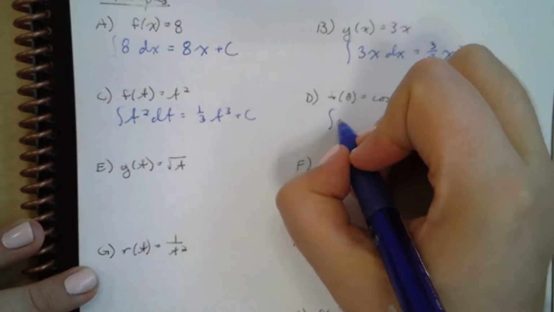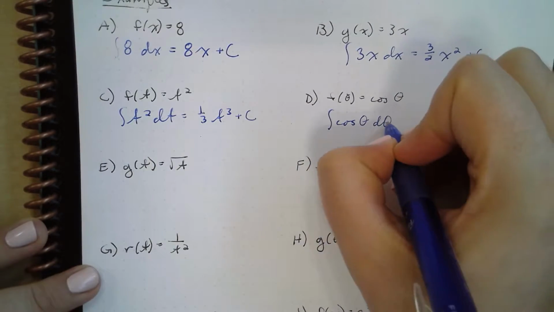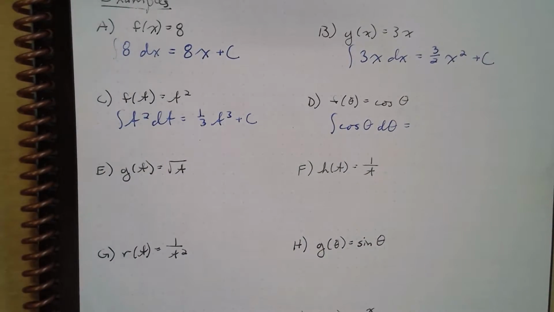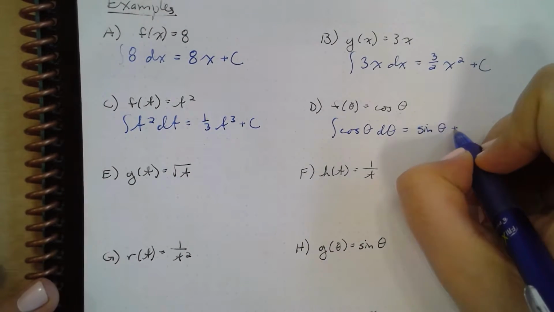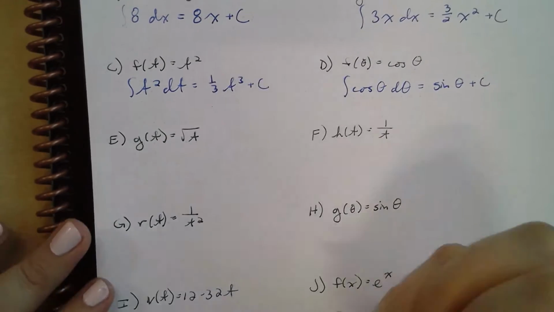The integral of cosine of theta, d theta. Well, what has a derivative of cosine? That's going to be sine. So this is going to be equal to sine theta plus c. Hopefully you're kind of getting the picture here.